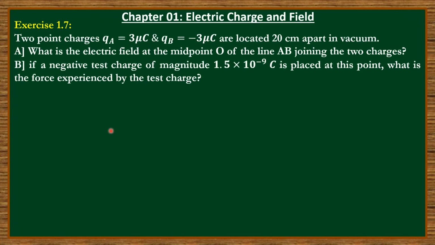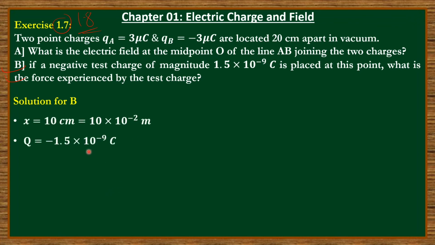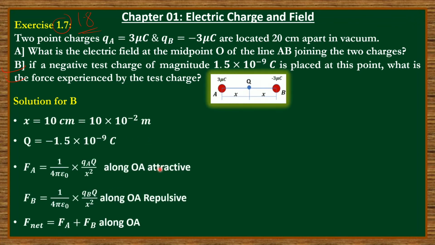So same example, it is 1.8 actually. Okay, this is a 1.8. Same statement. So part B we are going to see. So how to solve this? Everything is same. So this figure you consider. This test charge Q, negative charge. This negative charge 1.5 into 10 to the minus 9 coulomb will keep here.